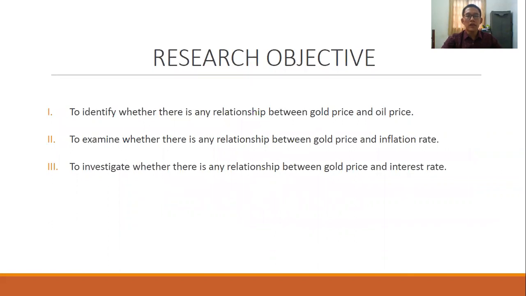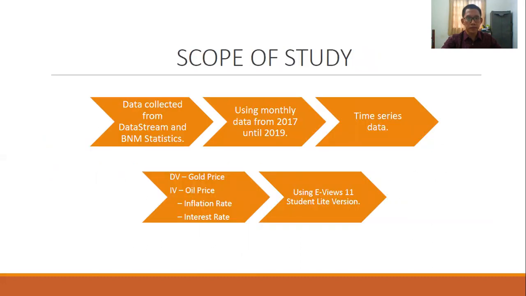Research objective. The research objectives are three. The first one is to identify whether there is any relationship between oil price and gold price. Second, to examine whether there is any relationship between gold price and inflation rate. Third is to investigate whether there is any relationship between gold price and interest rate.